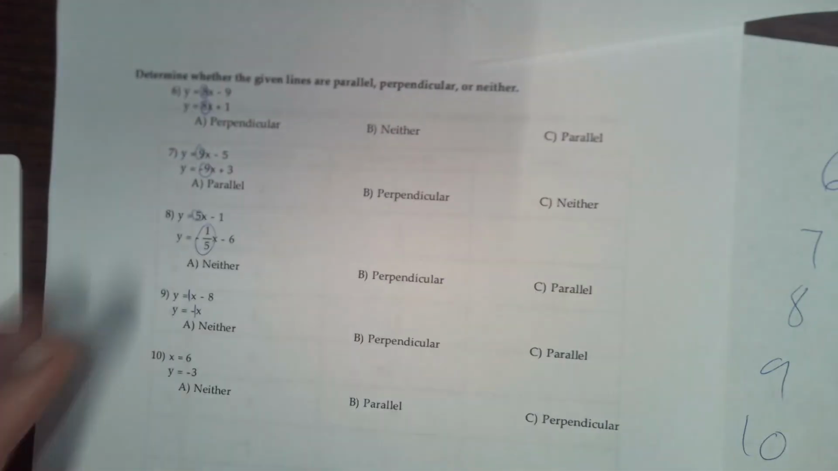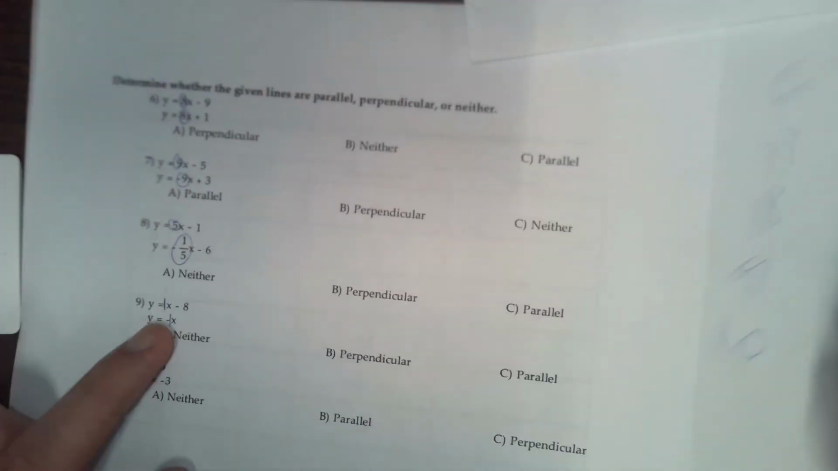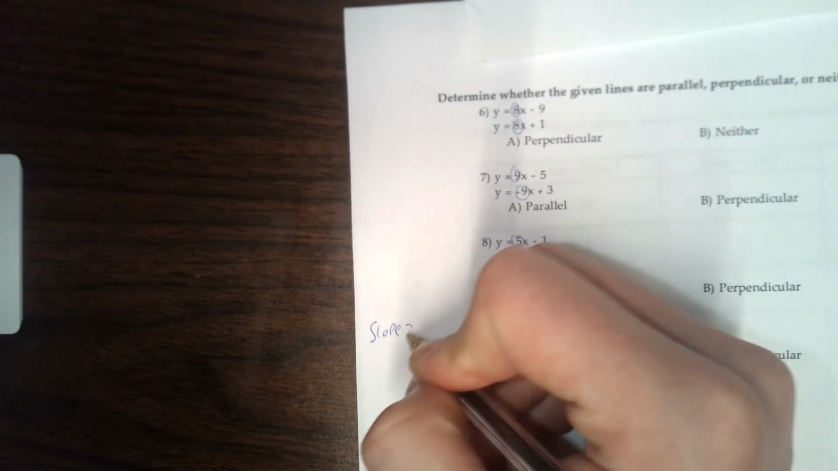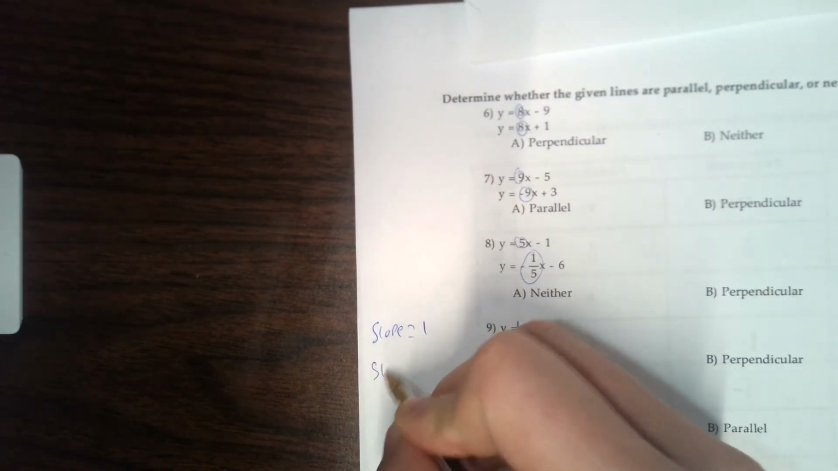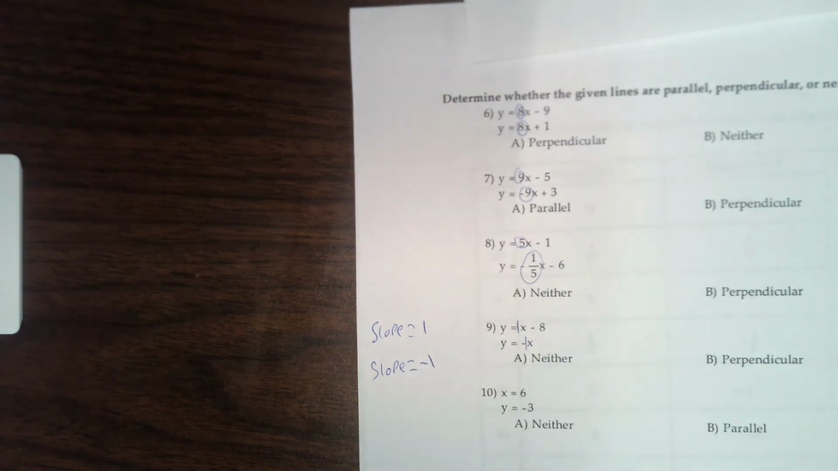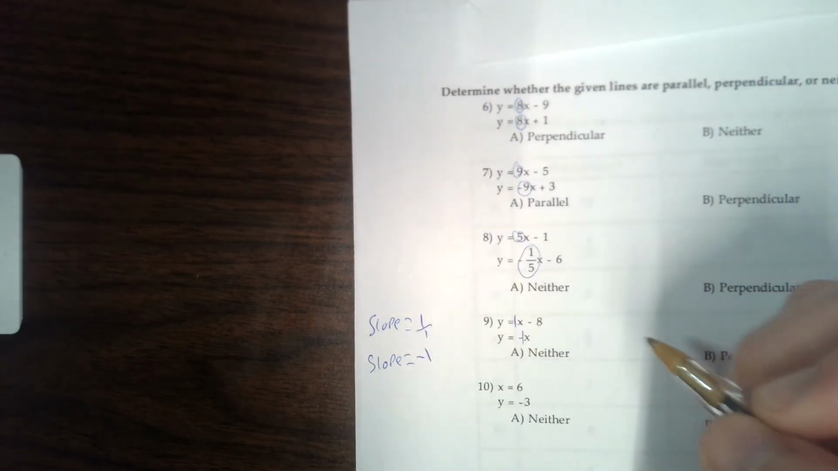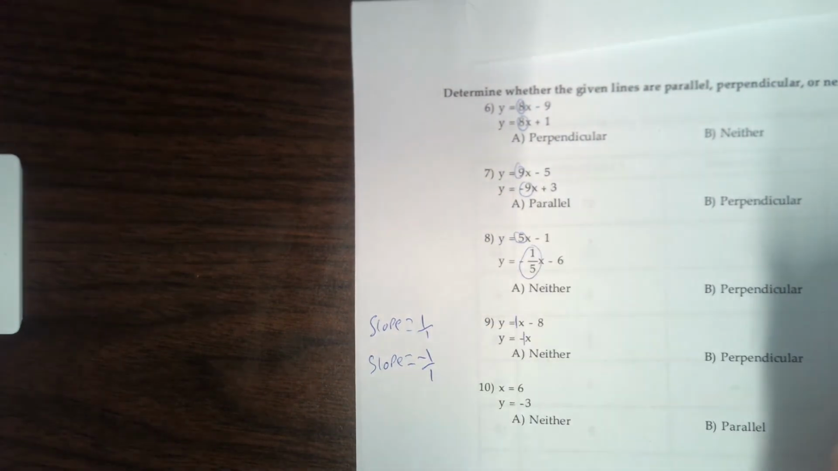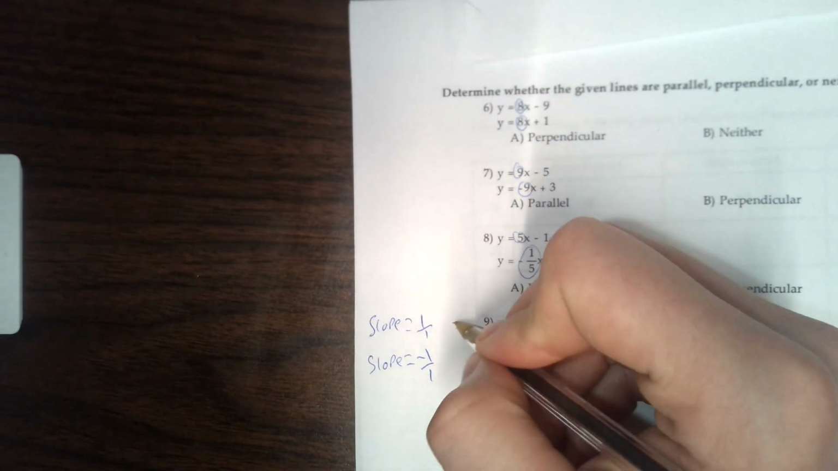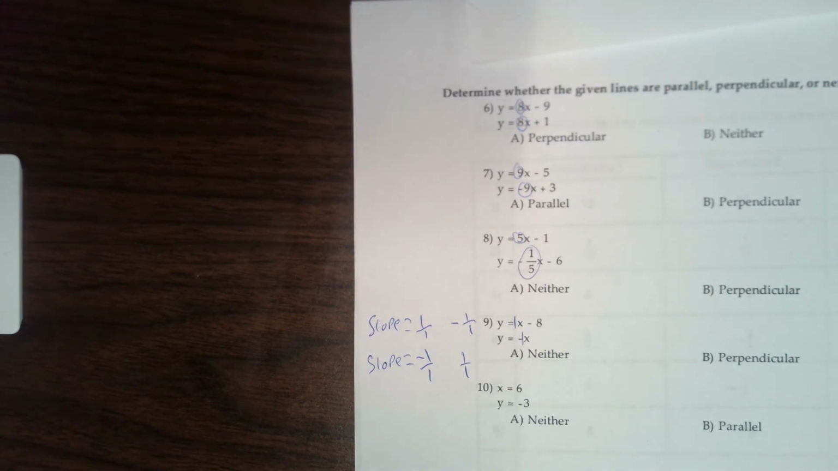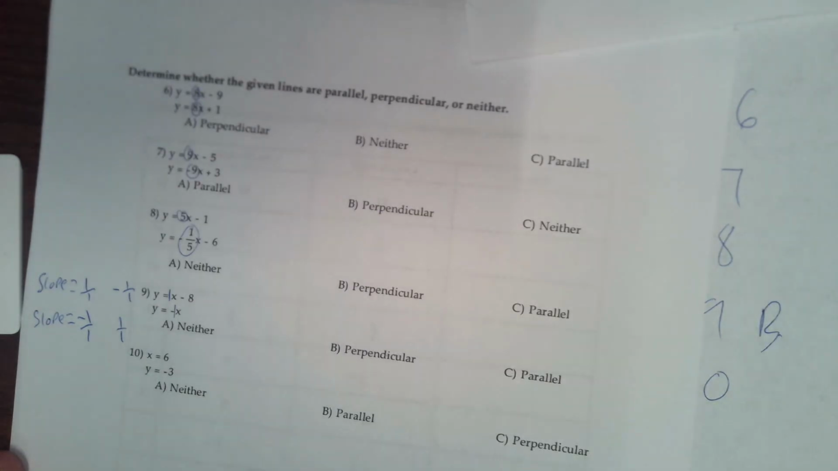For number 9, my slope, I'm going to break the rules here and do it on here. My slope is 1 for the first one. My slope is negative 1 for the second one. But watch what happens. 1 is the same as 1 over 1. And negative 1 is the same thing as negative 1 over 1. Opposite and flipped. These are actually perpendicular. So number 9 is B.